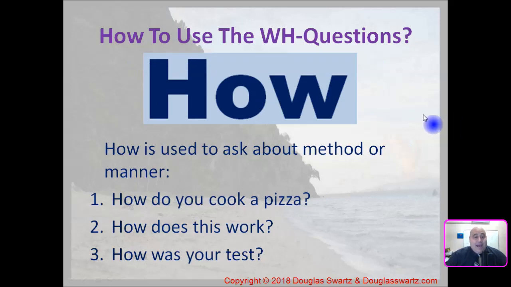The next one is how. How is used to ask about method or manner. Example number 1. How do you cook a pizza? What are the steps? What do you do? How do you cook a pizza? Number 2. How does this work? Number 3. How was your test? We're using the word how to find out the method or manner of something.